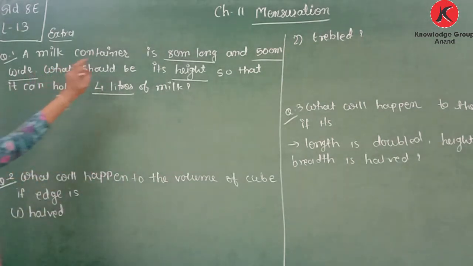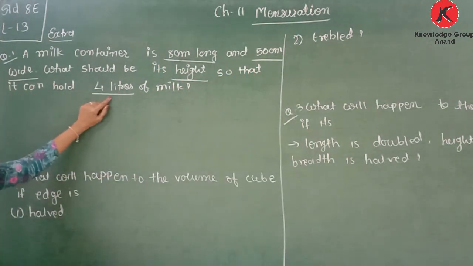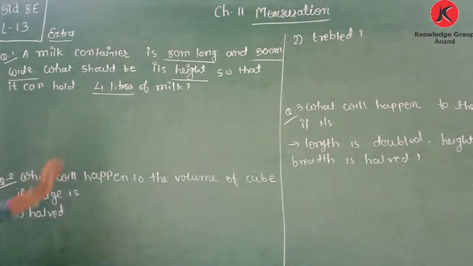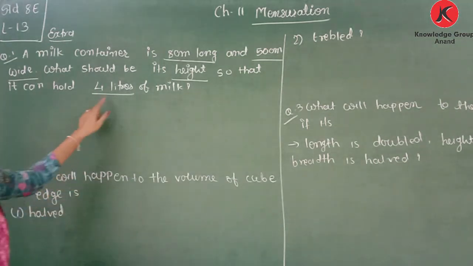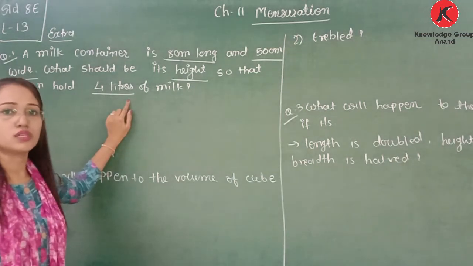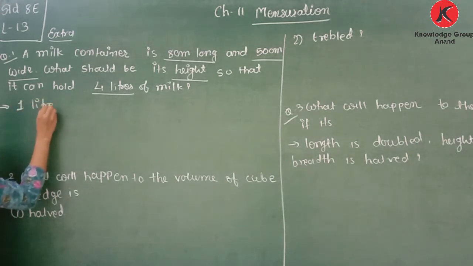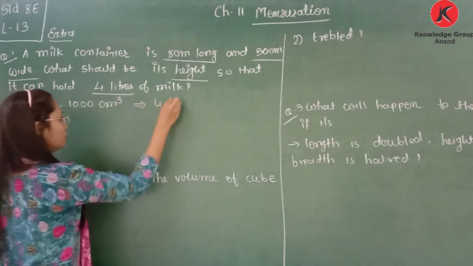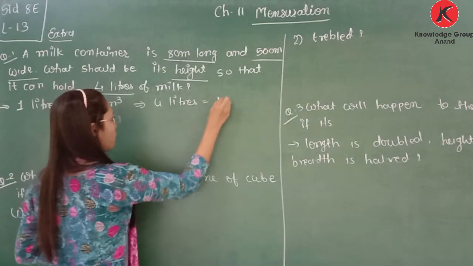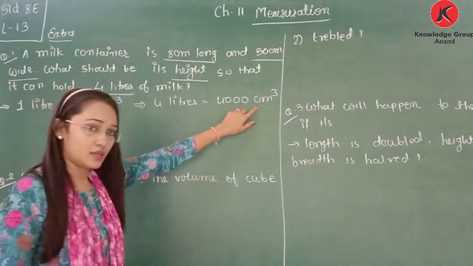But you can see here the unit is in centimeter. This unit is also in centimeter, but capacity is in liter. So first of all we need to convert that capacity into centimeter cube. Now already we learned about the conversion of units in liter and centimeter and meter. So what is 1 liter? 1 liter is equal to 1000 centimeter cube. So 4 liter is equal to 4000 centimeter cube. Now unit is in centimeter.